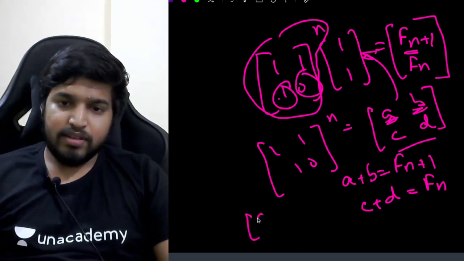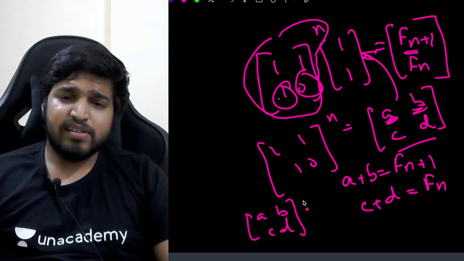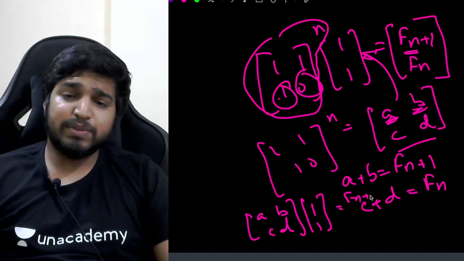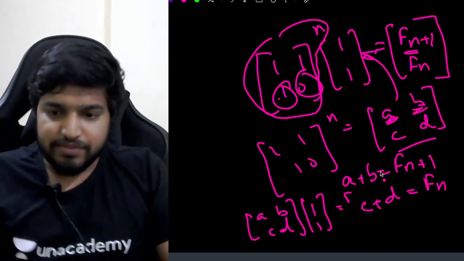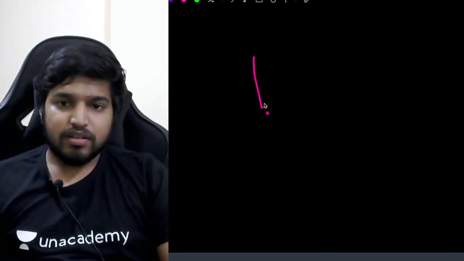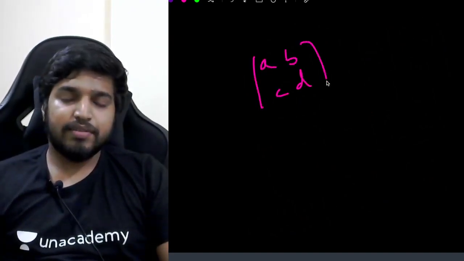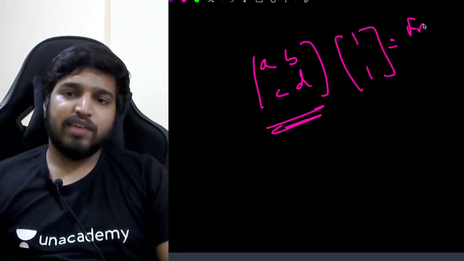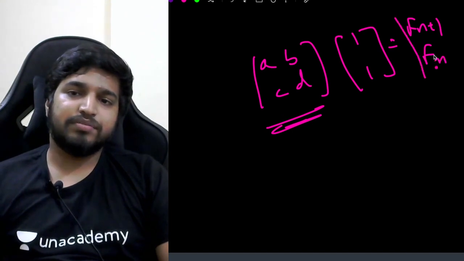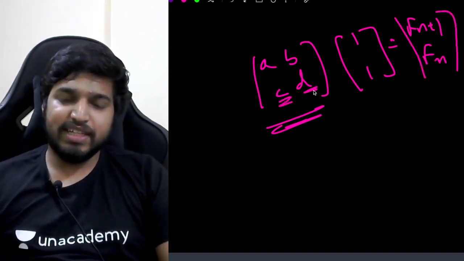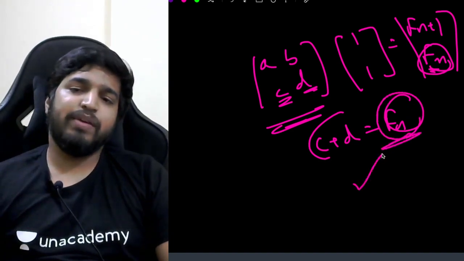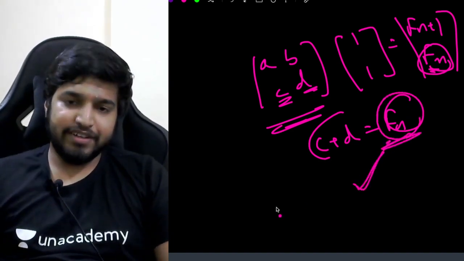Rationale being a b c d times 1 1 is equal to fn plus 1. Wait, I need to erase this stuff. This is too much here. A, B, C, D. We already have this matrix, okay, into 1, 1 will give us fn plus 1, fn, which means C plus D is fn. We don't know fn. We know C and D, so we can calculate fn very quickly. So we just need to return.